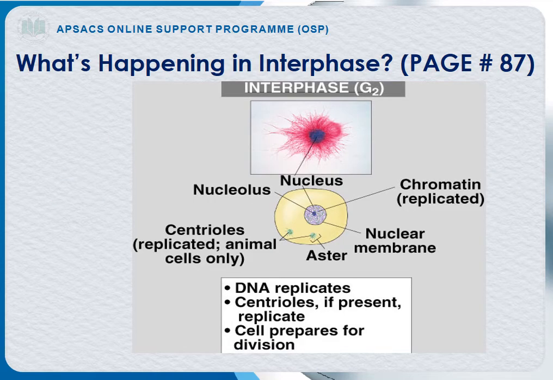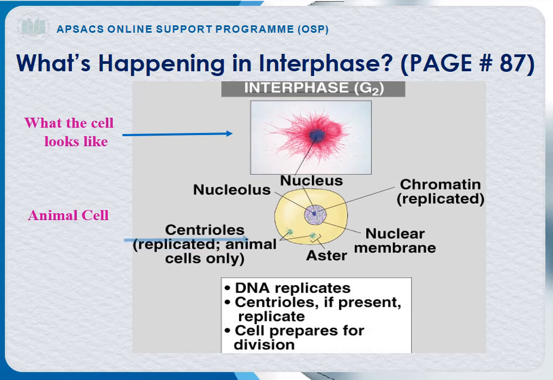Dear students, let's see what's happening in the interphase G2 phase. What do the cells look like? Animal cells. Look at the animal cell with a fully labeled diagram. What is occurring? DNA replicates, centrioles that are present replicate, and the cell prepares for cell division.